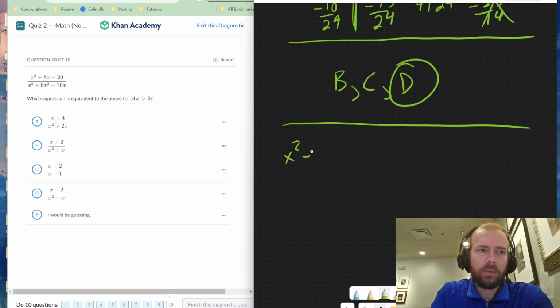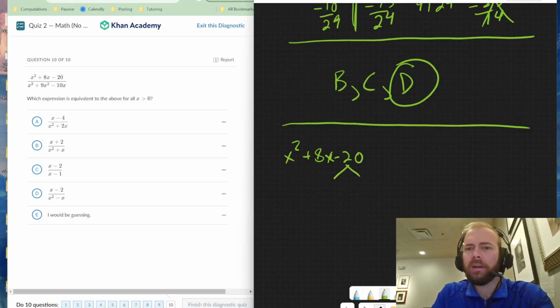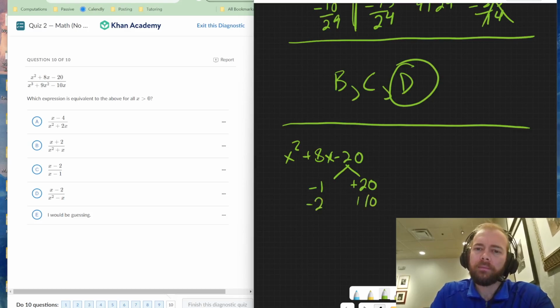So x squared plus 8x minus 20. Factoring, we want two things that multiply to 20 and go together to make 8. So 1 and 20. One of them has to be plus, one of them has to be minus to make a minus 20. That wouldn't work, that would make 19. What about this? Aha, that would work. Negative 2 plus 10 is 8. So that's how you factor that one.